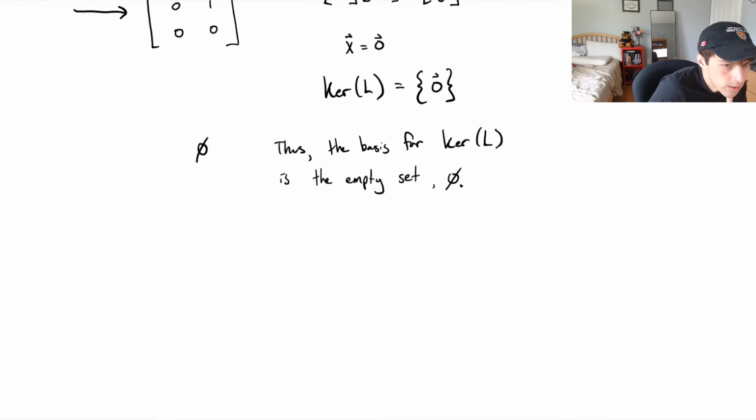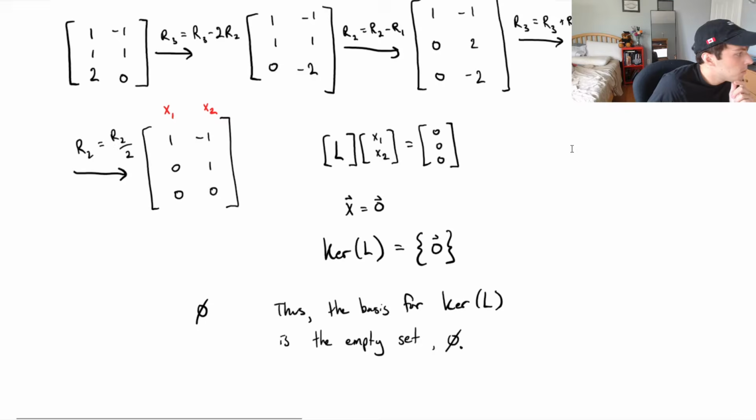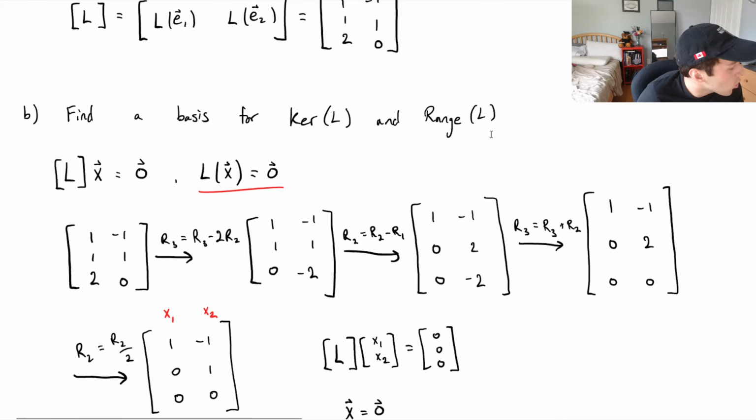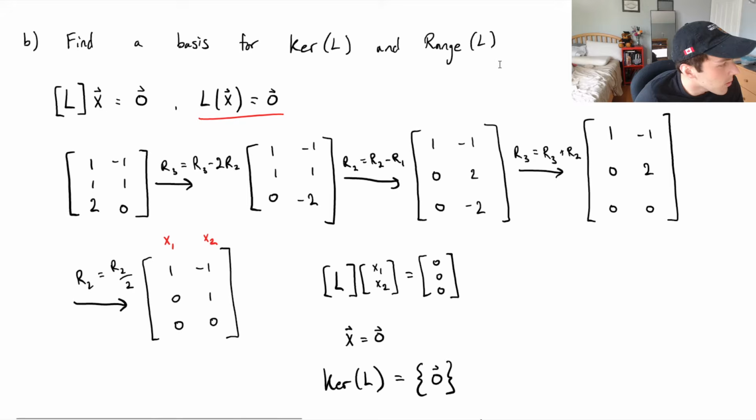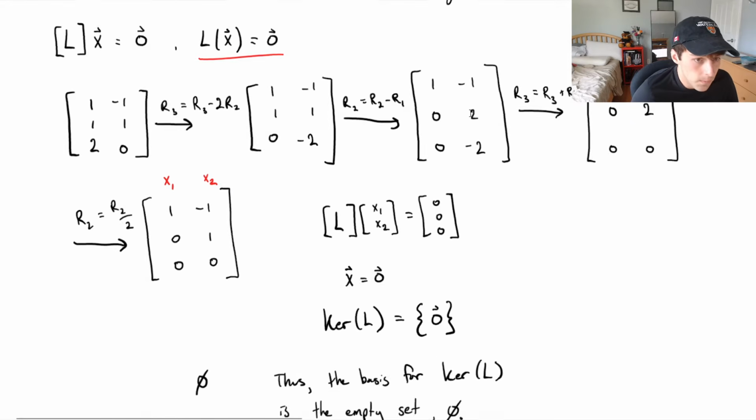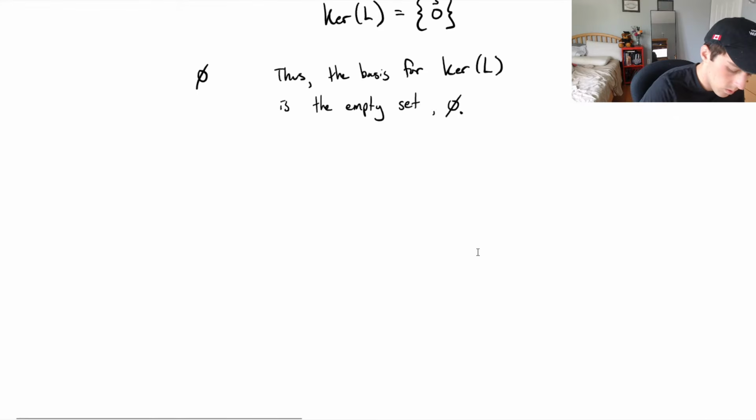So we've answered the first part of the question, right? But we're also asked about the range of L and the basis for the range of L. And we were talking earlier about how kernel and range go hand in hand with the null space and the column space of a matrix. So the range of L is all of the possible outputs of this linear transformation, right?